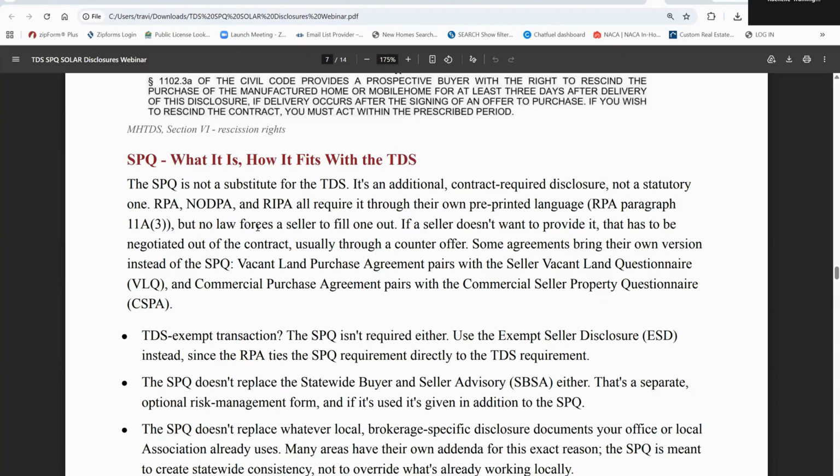Any of the RPAs you're using, any of the ones that cover residential property, all require it through their own pre-printed language. So that's going to be RPA paragraph 11A3, but no law forces a seller to fill one out. If a seller doesn't want to provide it, that has to be negotiated out of the contract, usually through a counteroffer. Some agreements bring their own version instead of the SPQ. So that could be the vacant land purchase agreement. Instead that's going to use the seller vacant land questionnaire. Commercial, same thing. They have their own.